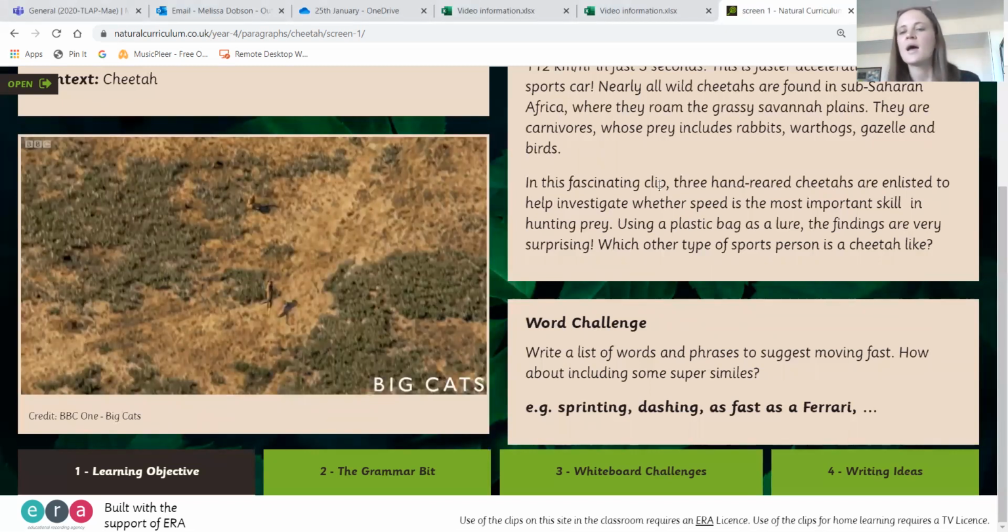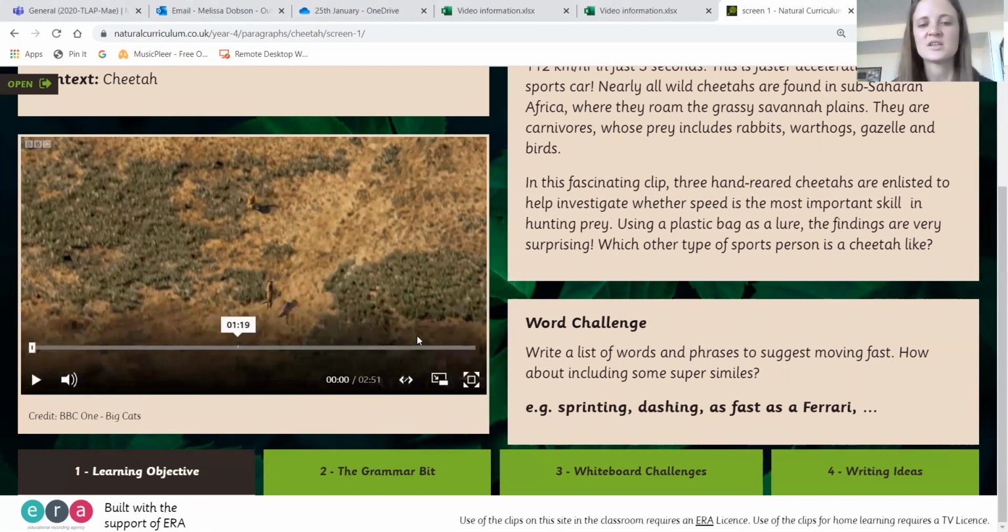And how about including some super similes? So think about using a simile: as quick as, as fast as, or as speedy as. So thinking about different ways of saying that he is moving fast or the cheetahs are moving fast. So there's some examples there. We could use the word sprinting. You could also say dashing, as fast as a Ferrari, as quick as lightning, in a flash. So all those things. So see if you can write a list of words and phrases that suggest moving fast.